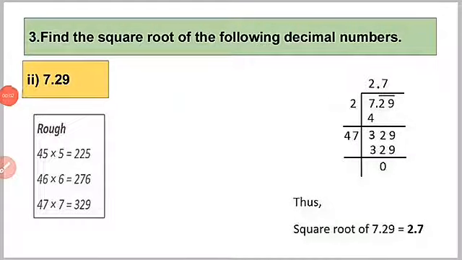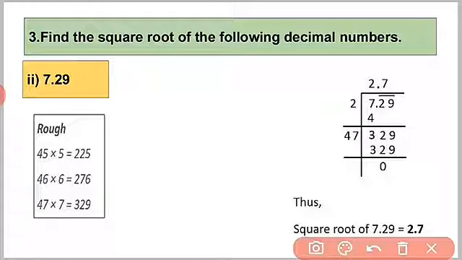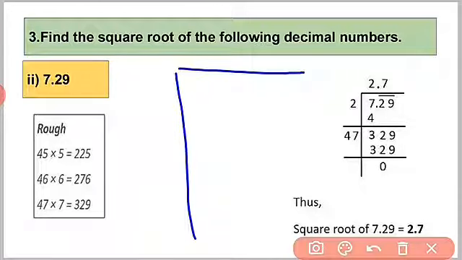Let's take question number 3, in which we have to find the square root of decimal numbers. Let's take the second part. We need to find the square root of 7.29. So we will start with the same steps as we followed previously. Write the number 7.29. Start pairing from the right side. We see that there is only one pair, that is 29, and 7 is left as it is.